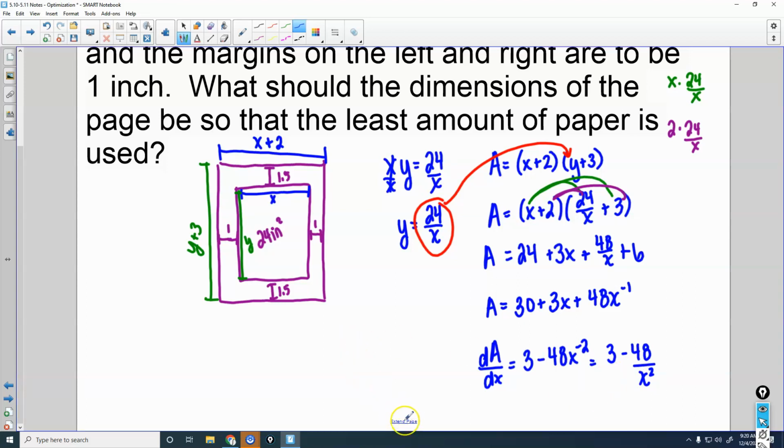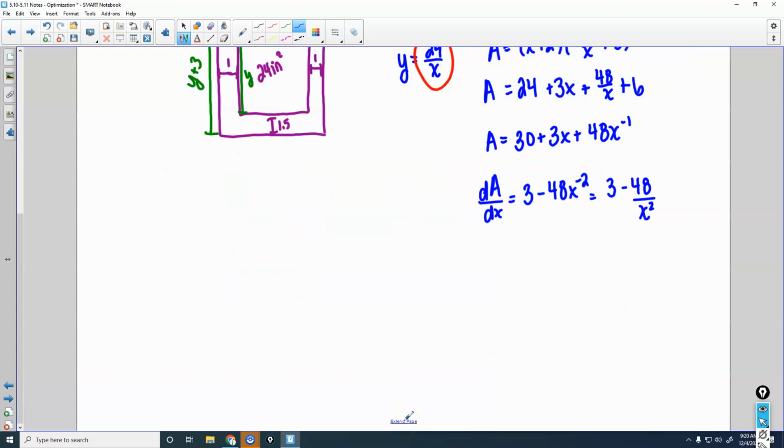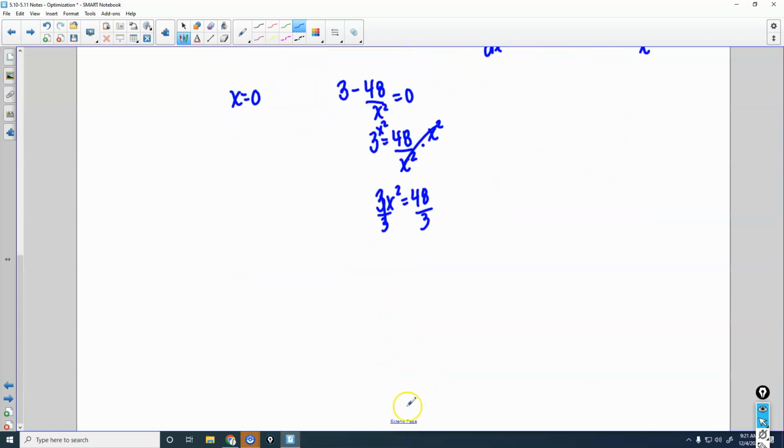And so we need to know critical points. 0 is a critical point because it will give you a 0 in the denominator, and then we need to say 3 minus 48 over x squared equals 0, so that's going to be 3 equals 48 over x squared. Can't solve for an x while it's in the denominator, so I would multiply both sides by x squared. So 3x squared equals 48. And we'll divide by 3. Does that give me 16?